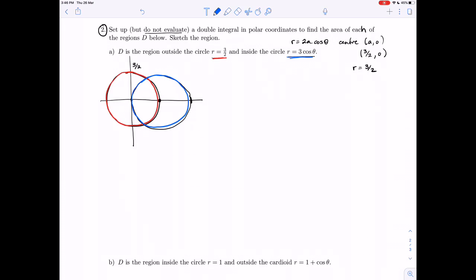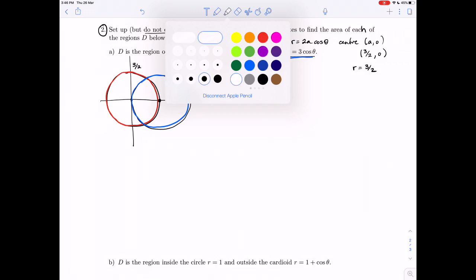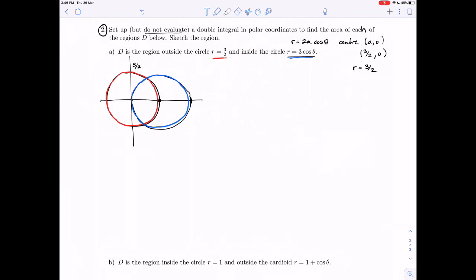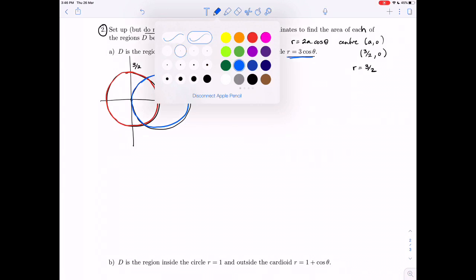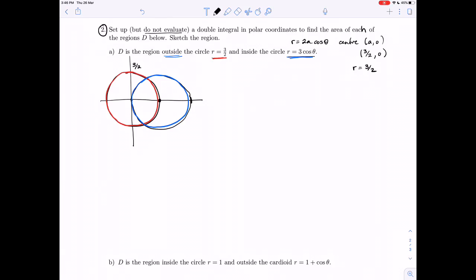Okay, so now these circles create different regions, and so we've got to be careful in what we're asked to do. We want the region outside the circle r = 3/2 and inside the circle r = 3 cos theta. So outside the red and inside the blue, that has to be here. So we're looking to find the area of that region.